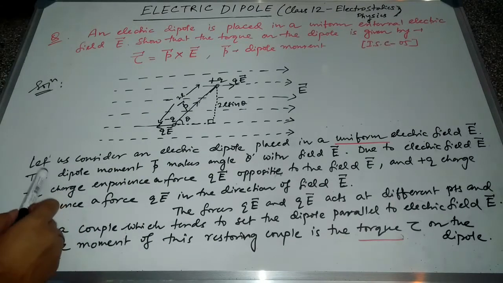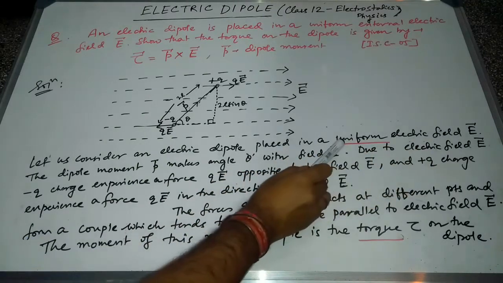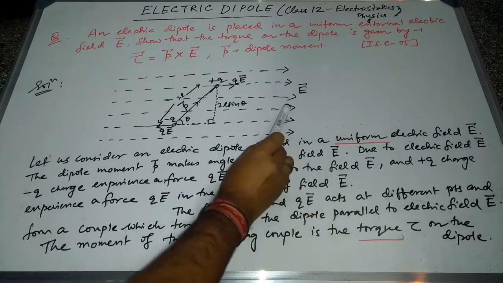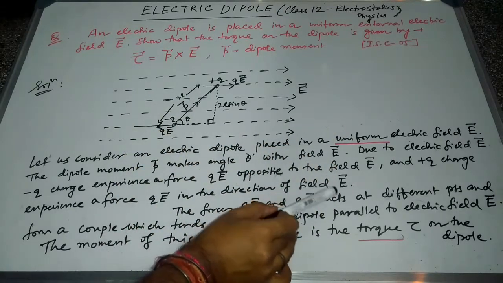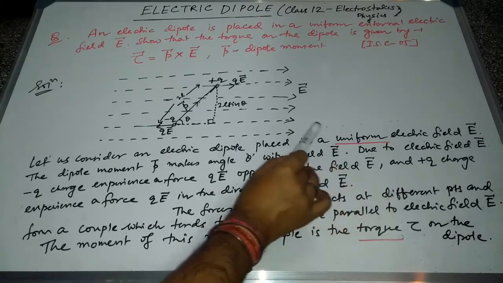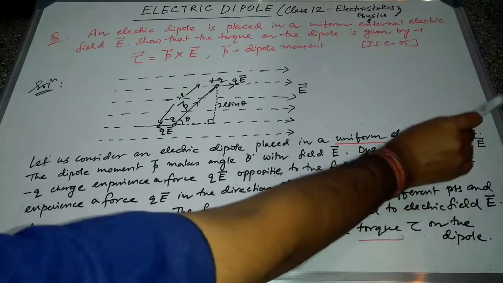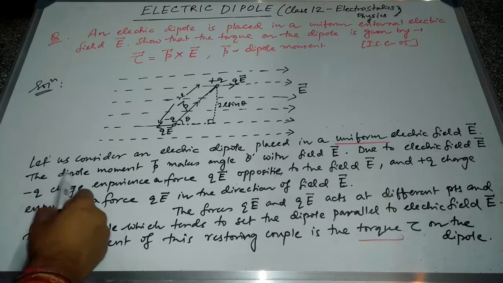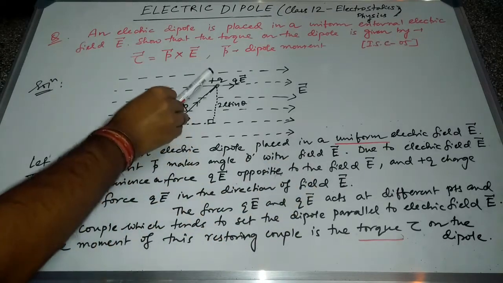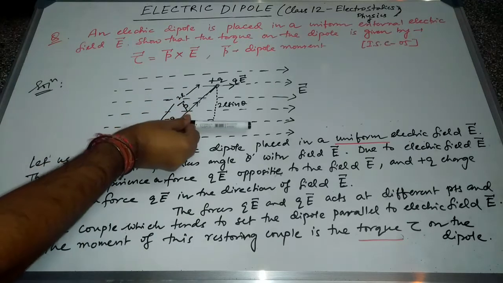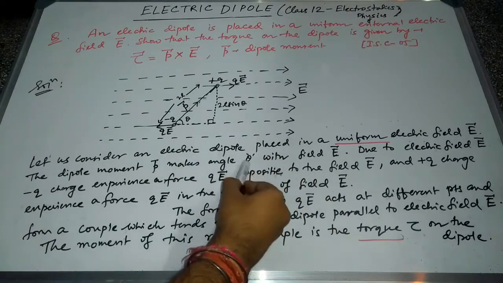So let us consider an electric dipole placed in a uniform electric field. Remember, this is a uniform electric field. If it is not uniform, then this total mechanism is different. So this is an important word, uniform. So let us consider an electric dipole placed in a uniform electric field E vector. The dipole moment P makes an angle theta with the field. So theta is the angle.